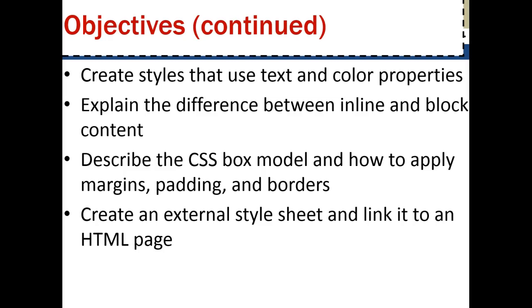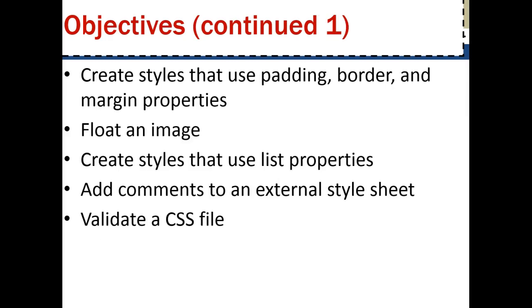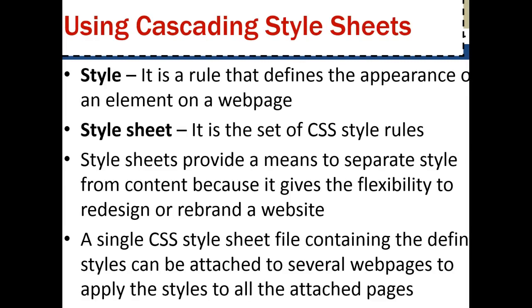As part of your lab, you are also going to create an external style sheet, and then link it into the HTML page. We are also going to talk about floating an image, and creating a style that uses list properties. We will also talk about why we need comments in our style sheet. And the last step, the same way as we validate the HTML file, we are going to validate the CSS file. So these are the objectives of what we are going to talk about in this chapter.